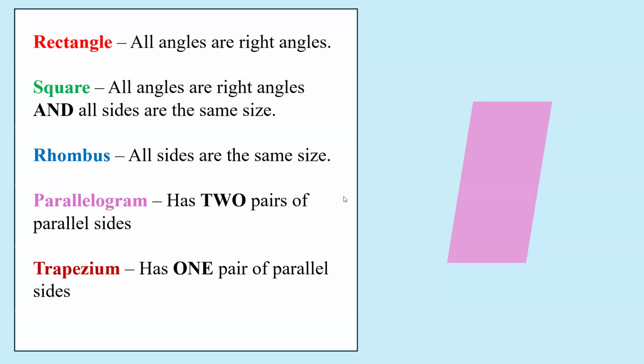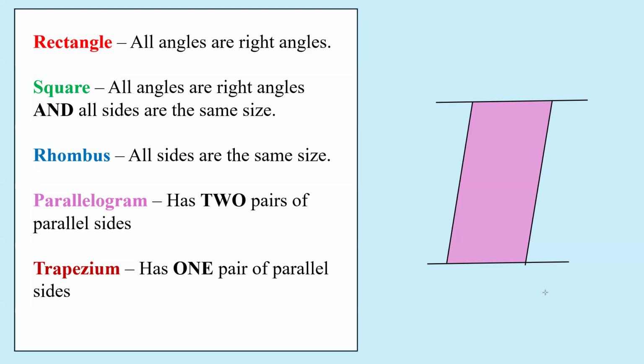Then we move on to a parallelogram. A parallelogram has 2 pairs of parallel sides. Let's take a look. So let's compare opposite sides. So we've got this side here and this side here, which look parallel to me. So it's got 1 pair of parallel sides, and then this side here and this side here are also parallel to each other, okay? So it does have 2 pairs of parallel sides. Therefore, we can call this a parallelogram.